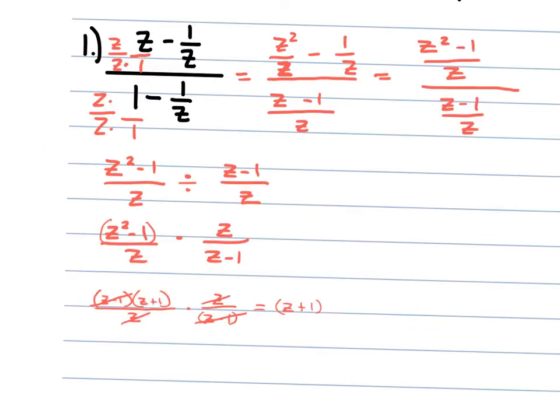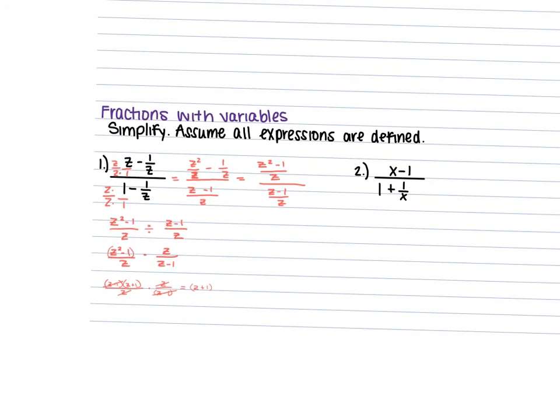Okay, I'll give everyone a second to catch up, and then we'll go on to number 2. So it's just z plus 1. Everything else canceled out. Now, if you notice in the directions, it says assume all expressions are defined. What that means is that we don't care about where it's undefined. They're saying disregard that there are places where this is going to be undefined. They're not asking that. They're saying just assume that all the answers we're talking about here are defined. And we're like, okay, that just means ignore the denominator.